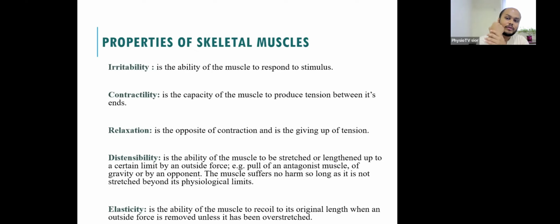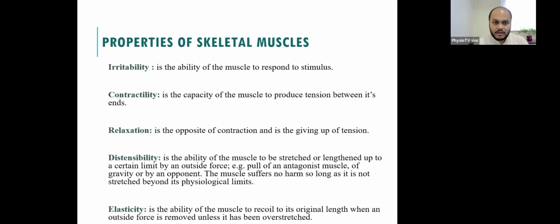When I bend my forearm and cause the movement of flexion at the elbow joint, it is automatically the external force that is being used instead of the primary muscle force, which would be the biceps brachii. Instead of the biceps brachii contracting, I'm giving an external force and trying to stretch my triceps muscle, the antagonist, that is the opposite group of muscle to the biceps. So the ability of the antagonist to be stretched or lengthened up to a limit is what distensibility is about.